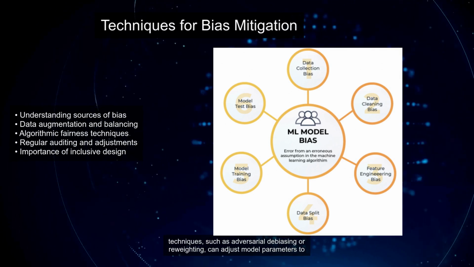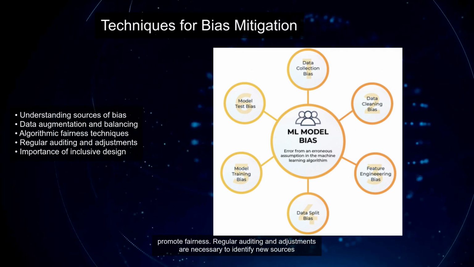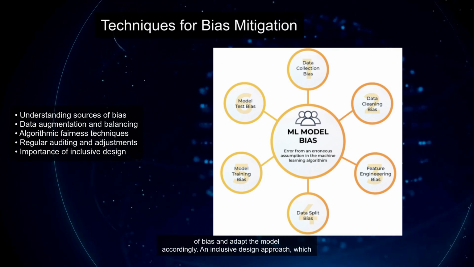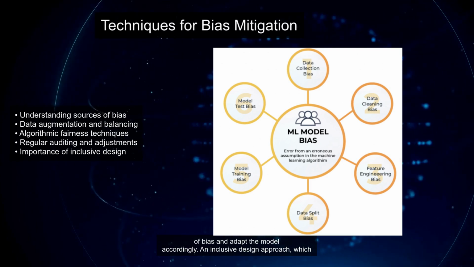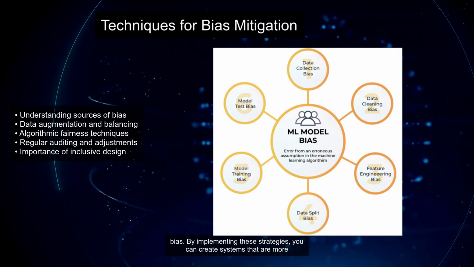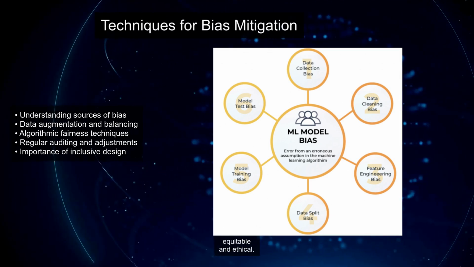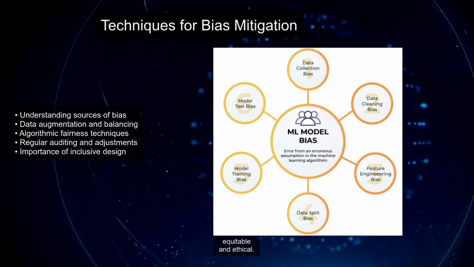Algorithmic fairness techniques, such as adversarial debiasing or reweighting, can adjust model parameters to promote fairness. Regular auditing and adjustments are necessary to identify new sources of bias and adapt the model accordingly. An inclusive design approach, which involves diverse teams and perspectives throughout the development process, can also mitigate bias. By implementing these strategies, you can create systems that are more equitable and ethical.